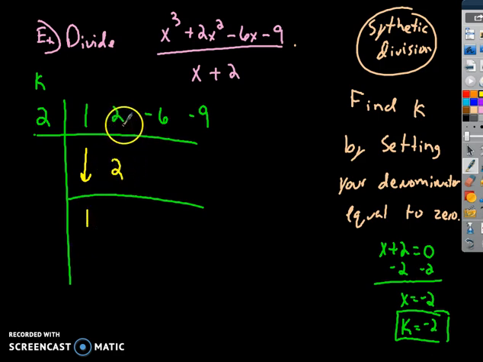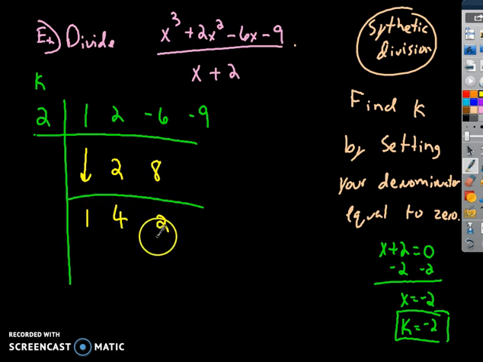These add together. So 2 plus 2 gives you the 4. And then after I get this number on the bottom, I take this number k again and multiply by the new number on the bottom. 2 times 4 is 8. Add these up. Negative 6 and 8 is 2.